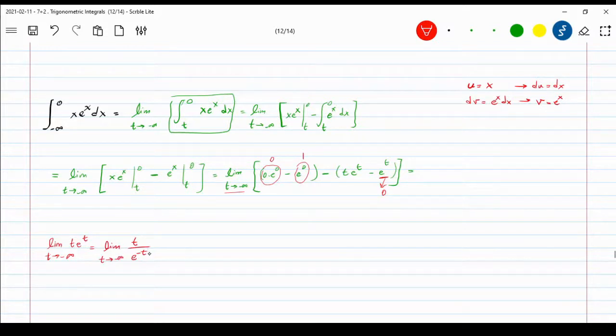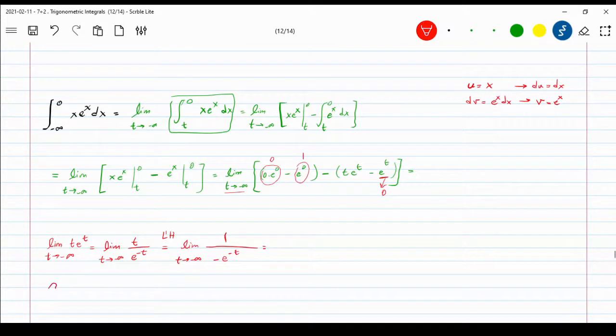You can move the e to the t to the denominator, make the exponent negative, and then you use the L'Hopital rule and say, okay, this is the same as the derivative of the numerator divided by the derivative of the denominator. Derivative of the numerator would be 1, derivative of the denominator would be negative e to negative t. This is as t approaches negative infinity. This is from Calc 1. Make sure that you review this.